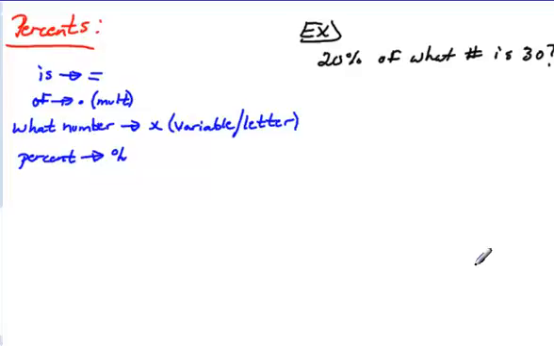But for the "of," what's "of"? Multiply. So we have 20% multiplied by what number? What are we going to use for what number? X or N or whatever it is you want to use. Is. What is? And then we have 30. Okay. Now we're about to do an operation with a percent sign. What shall we do to that percent? Yeah, get rid of it.